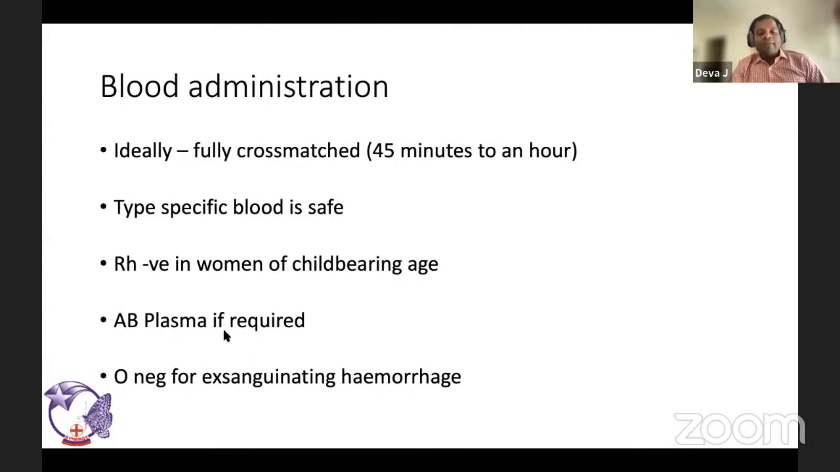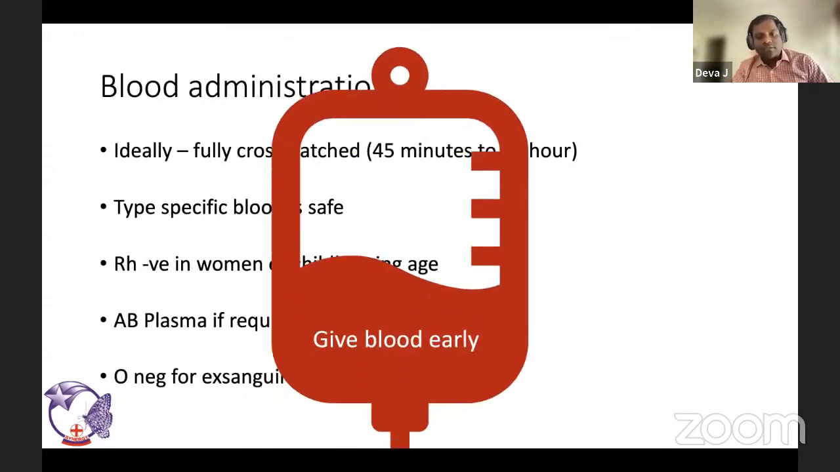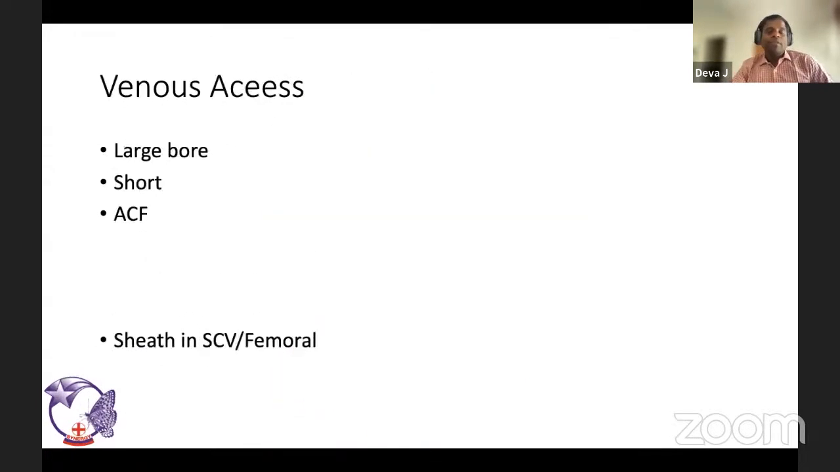And if you're going to use plasma without cross match, you can use AB plasma. Just get AB plasma and put it on a patient as part of your ratio. Blood, O-neg, AB plasma, you can administer. Important to remember, women of childbearing age use RH negative if possible. Right, that's about blood administration. Once again, the concept is give the blood early.